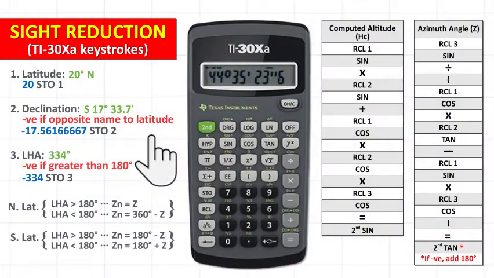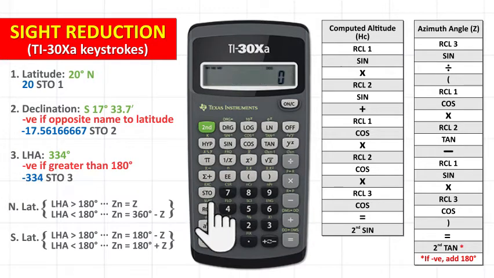Notes. To clear the TI-30XA memory, enter 0 and press store 1, store 2, or store 3 as appropriate. Use the back button if you inadvertently enter a wrong number.